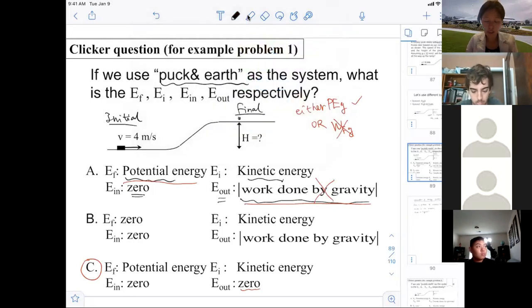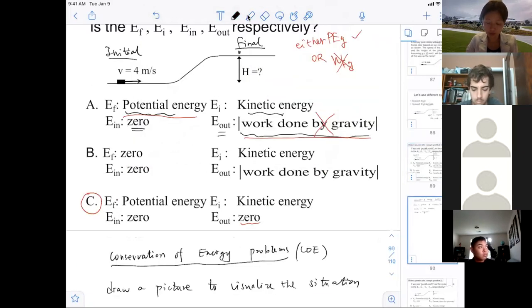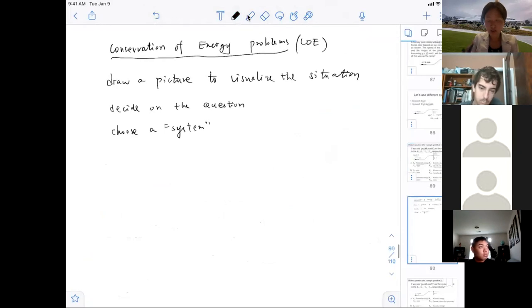Okay, let's solve this problem together. So now we have listed all the energy terms. We're now ready to solve the problem together. So remember, for every type of problem, we have an approach. We always start with drawing a picture, right? With kinematics, we draw a picture to show the motion. With dynamics, we also draw an object, and then we draw the free body diagram.